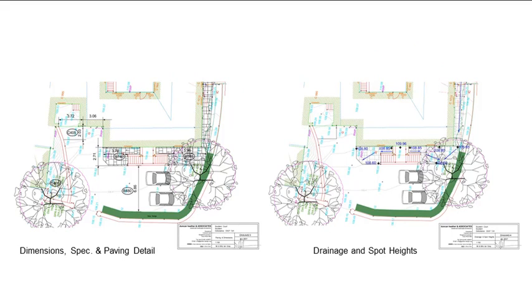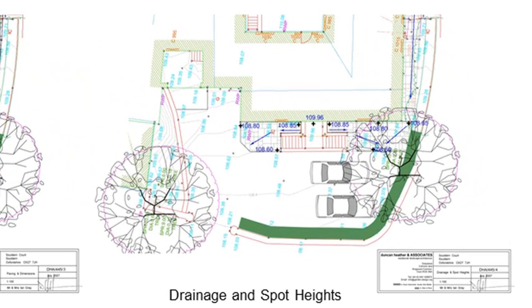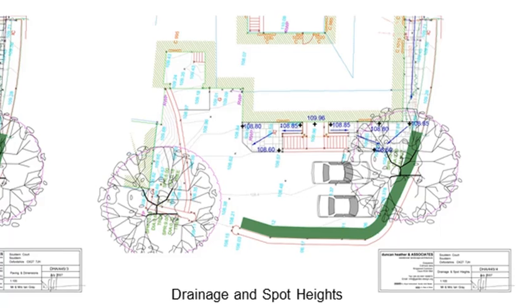See key plan and cascade drawings in the student download files and software section for an example. Drawing 2 covers exactly the same area, but includes the drainage and existing and new spot heights.